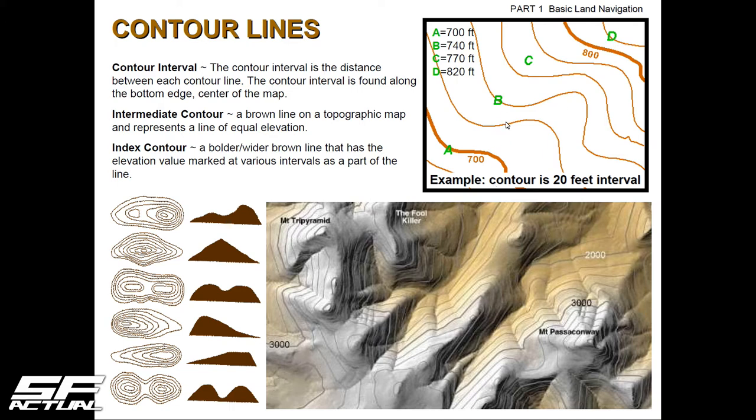Hopefully that makes sense. Now, contour lines can tell you so much about terrain association. There are two different things when you do land nav: dead reckoning and terrain association. Dead reckoning is when you take a compass and shoot an azimuth, and you are going to walk that azimuth at a certain distance.